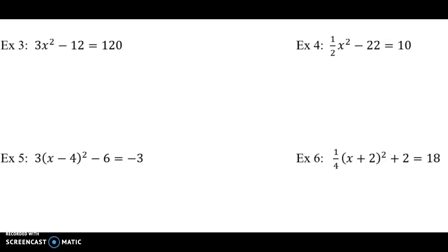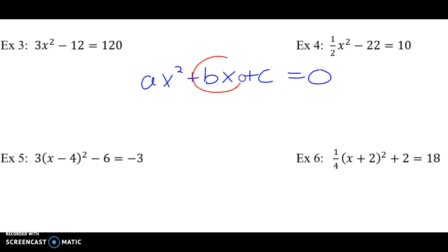Remember, we factor when we have ax squared plus bx plus c equals 0. And what's nice about these is there's no x term in the way. So you can just subtract the c over and square root. Okay, so this is how we solve when there's no bx term in the middle. If there is a bx term, the only way to solve is by factoring. Okay, so we'll see some of those here in a minute. But let's go ahead and finish this off.